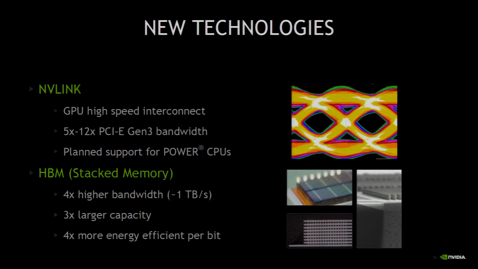Then the next big thing is HBM, or stacked memory. It is high bandwidth and high capacity memory. So the bandwidth will be up to 1 terabyte per second, and the capacity will be almost up to 3x larger than the current generation GPUs. It is also more energy efficient per bit, so you don't have to use more energy for that.